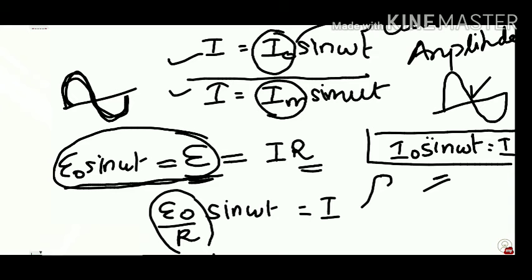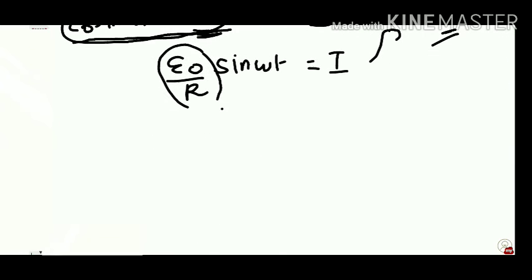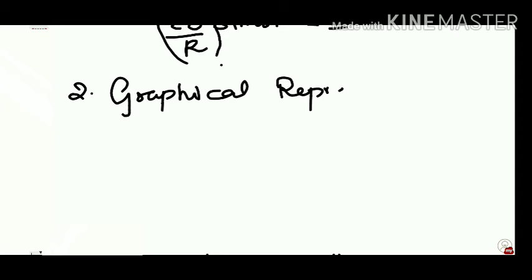Clear? Now, how can I represent current and voltage in a graphical way? That is the second point which we are going to deal with today. So the first point was the expression of current and voltage when an AC is in a resistive circuit. Now the second point is graphical representation. How am I going to graphically represent that voltage and current in a resistive circuit?